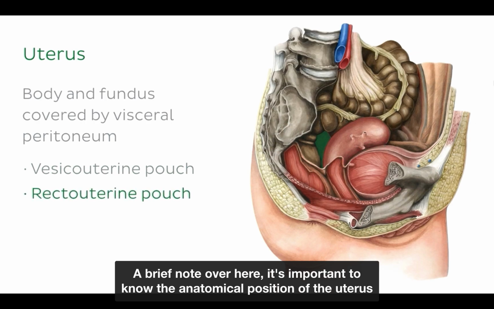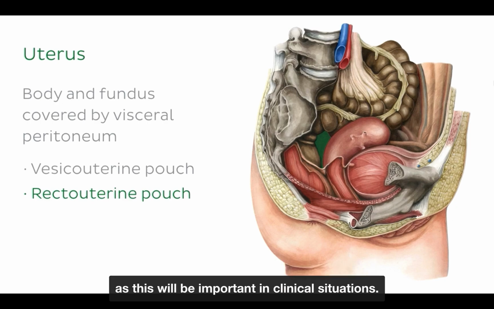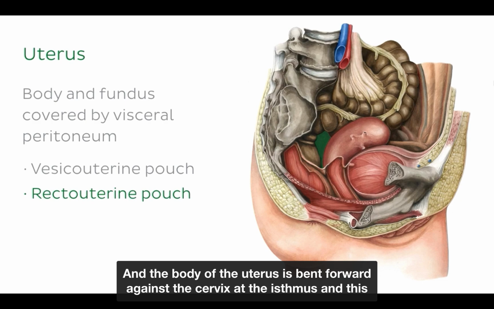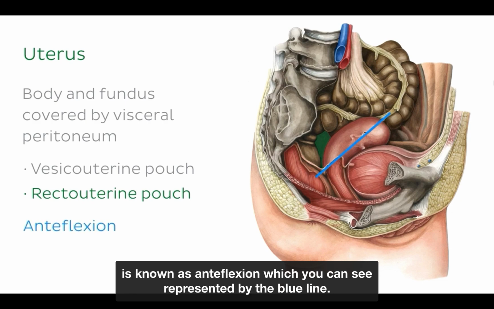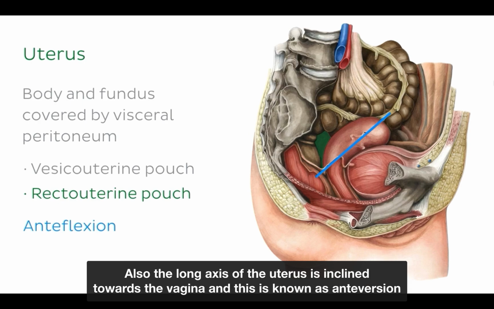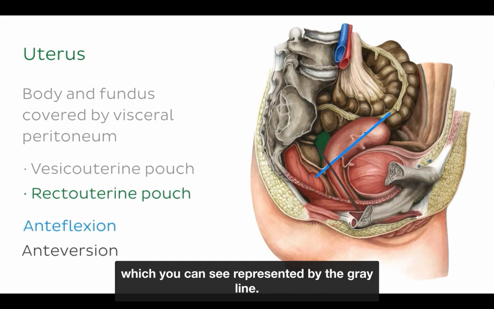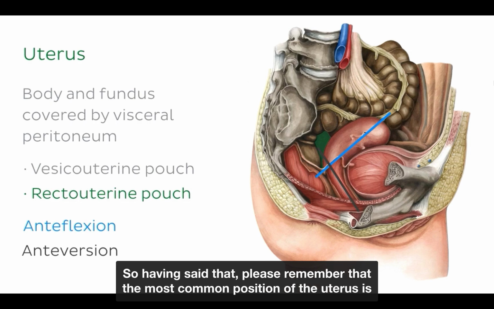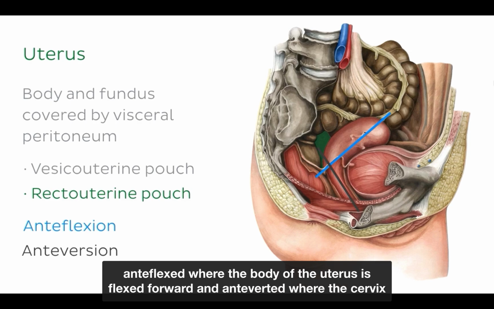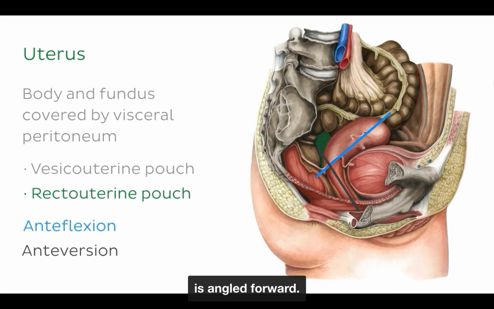A brief note here, it's important to know the anatomical position of the uterus, as this will be important in clinical situations. And the body of the uterus is bent forward against the cervix at the isthmus, and this is known as anteflexion, which you can see represented by the blue line. Also, the long axis of the uterus is inclined towards the vagina, and this is known as anteversion, which you can see represented by the grey line. So having said that, please remember that the most common position of the uterus is anteflexed, where the body of the uterus is flexed forward, and anteverted, where the cervix is angled forward.